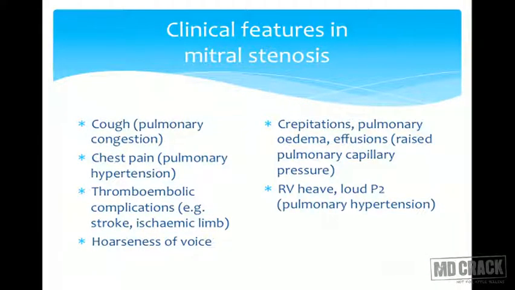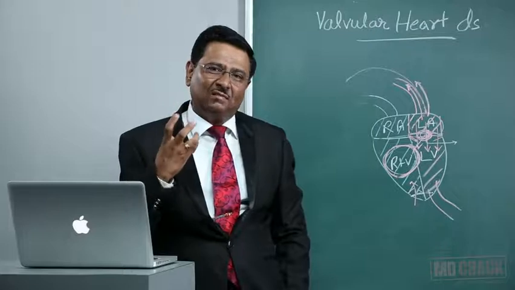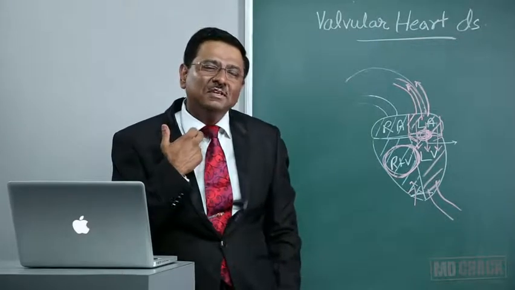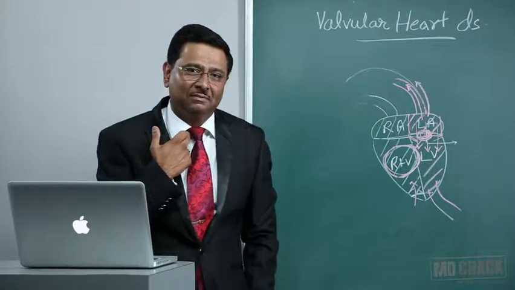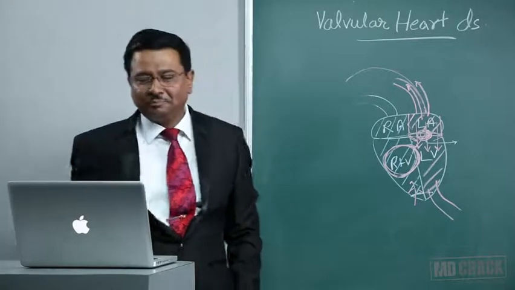Other clinical features which you see in mitral stenosis: you can get cough because of pulmonary congestion, you can get chest pain because of pulmonary hypertension, you can get thromboembolic complications, for example mild stroke or ischemic limb, and certain books also say you can get hoarseness of voice. Can you just think how mitral stenosis can give you hoarseness of voice? At times the left atrium, which is hypertrophic, impinges onto the recurrent laryngeal nerve, and because of it, in certain cases of mitral stenosis, certain books say that you can get hoarseness of voice.